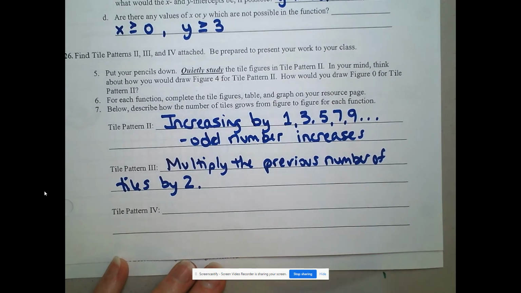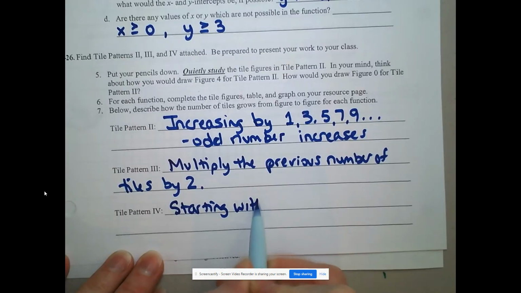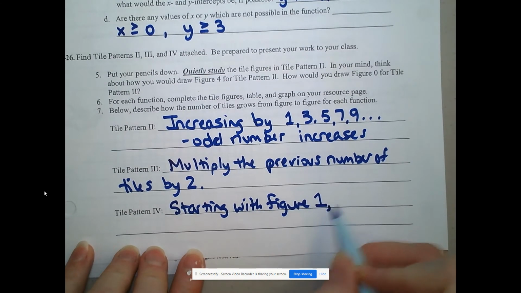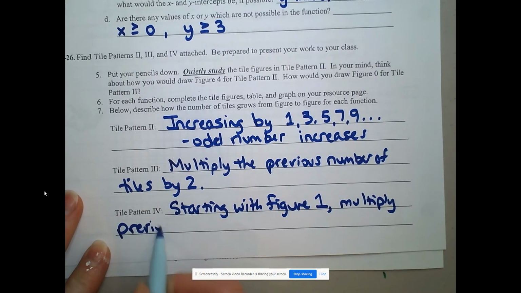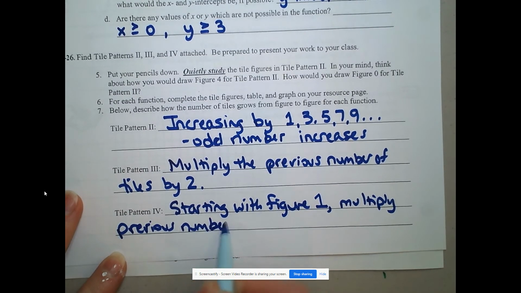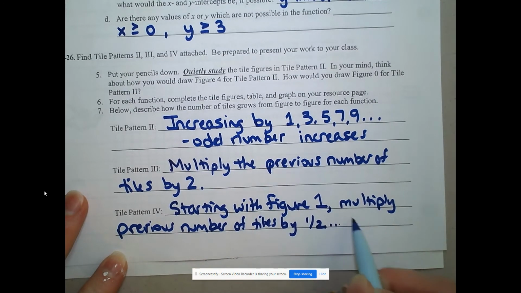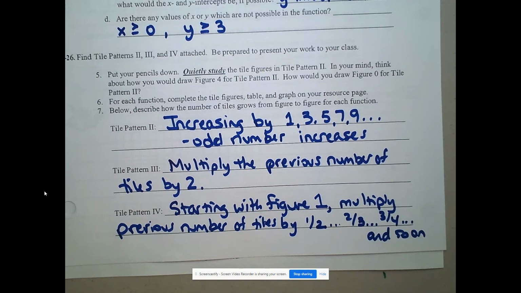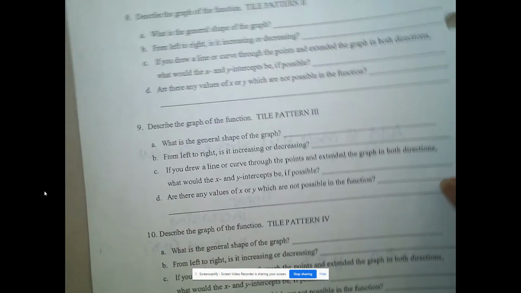So if we want to describe this one, we'd say starting with figure 1, because remember, we didn't start with 0. Starting with figure 1, multiply the previous number of tiles by 1/2, and then 2/3, and then 3/4, and so on. So the next one would be 4/5. All right, and then if we flip this over, we've looked at all 4 patterns.